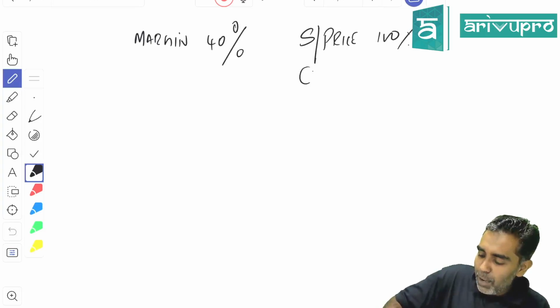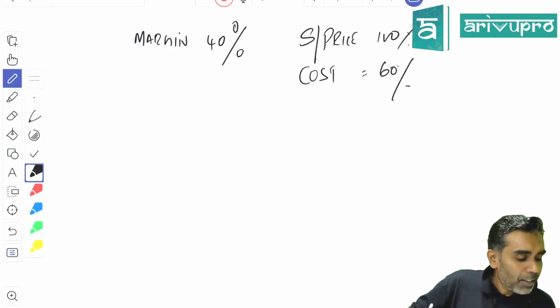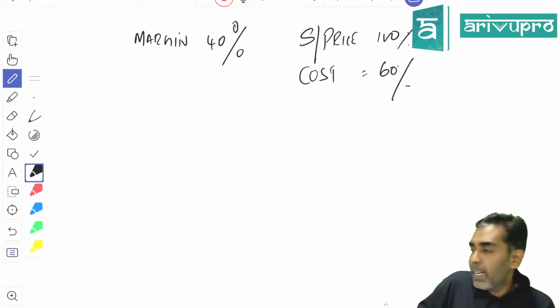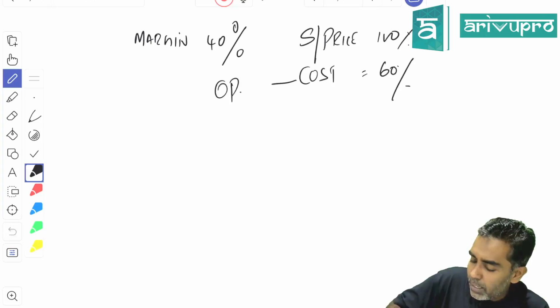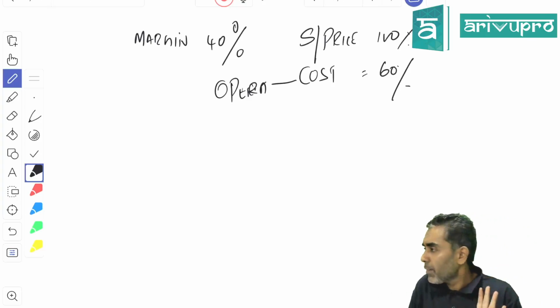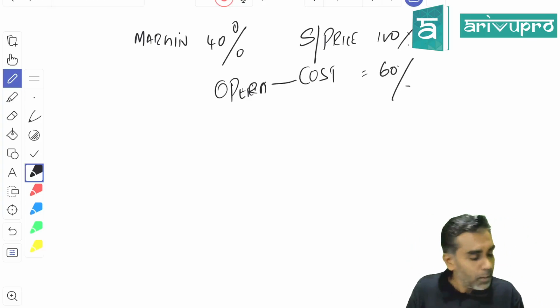Then the cost would be how much? 60. But the question clearly says it's from the what? Operating. Then this cost should also be operating cost. Agree with me? Operating cost. This is a summary of the question, right?